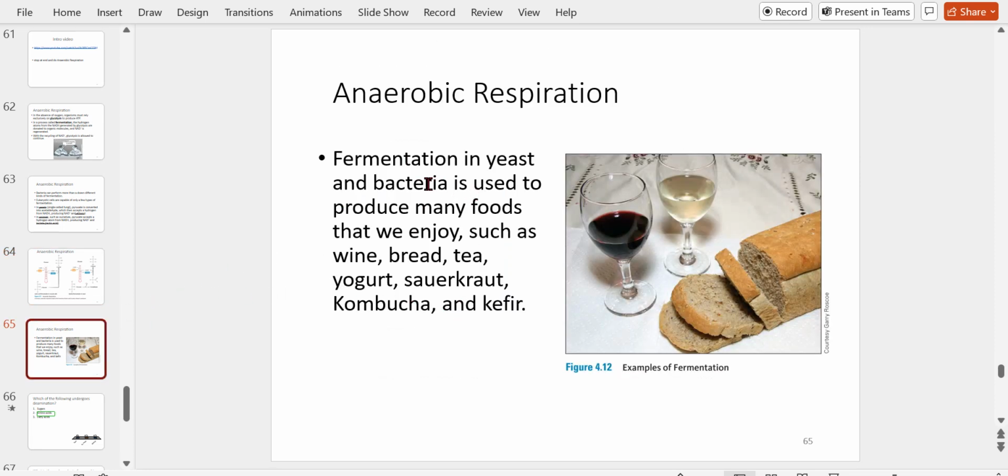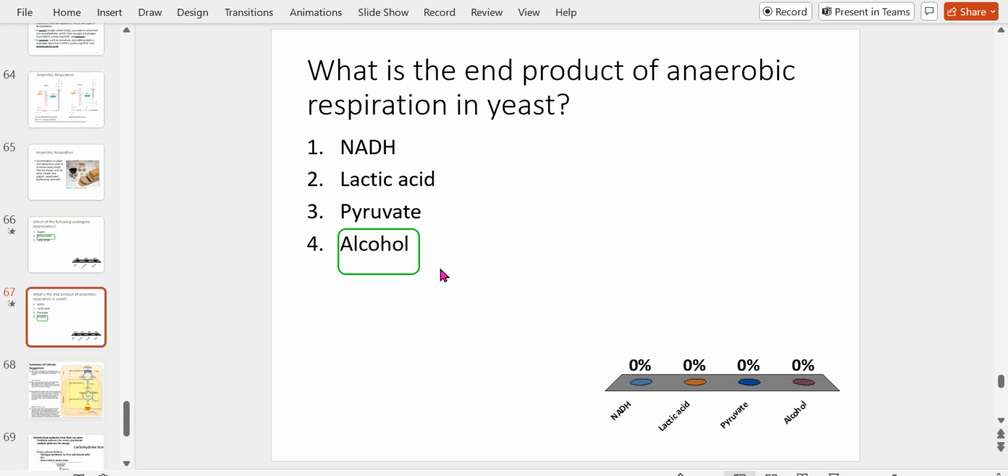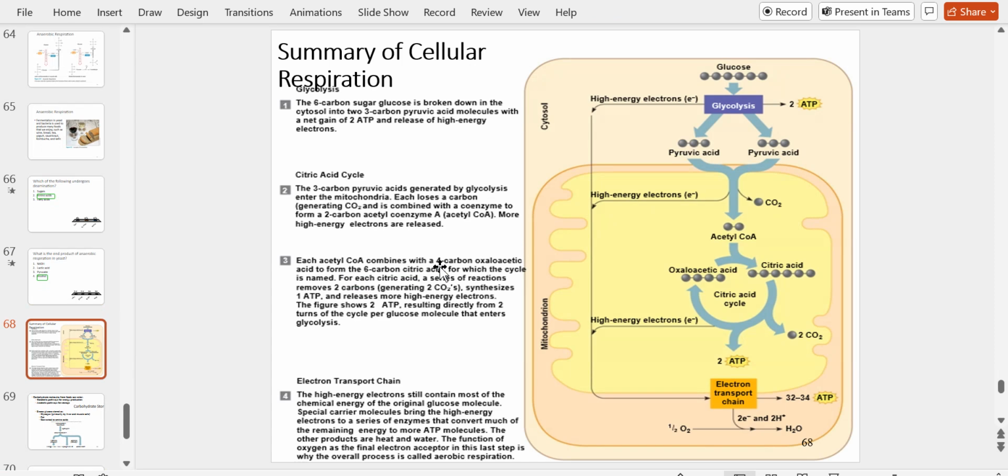We've used fermentation for thousands of years to make bread, wine, tea, yogurt, sauerkraut, kimchi, all these different things. It's all about fermentation. More questions there for you. A beautiful summary of cellular respiration detailing all of this. Please have a look at this slide. Hopefully you are up to date and feel confident with the 3 sections involving cellular respiration: your glycolysis, your Krebs cycle or citric acid cycle, and lastly, the electron transport chain.